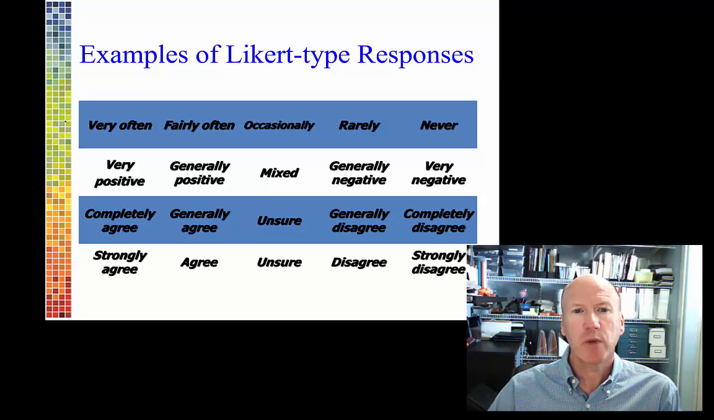A Likert type response would be something that you're very familiar with in survey research, and these might be you're responding to sentences or statements where you're responding on this scale of very often to never, or very positive to very negative, completely agree to completely disagree, strongly agree to strongly disagree. So you're probably very familiar with those Likert type responses, and those are an example of interval levels of measurement.